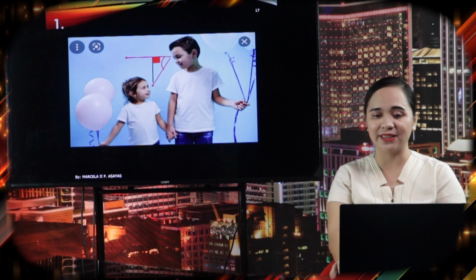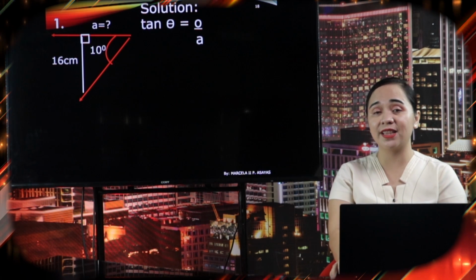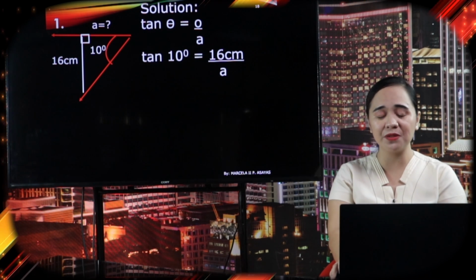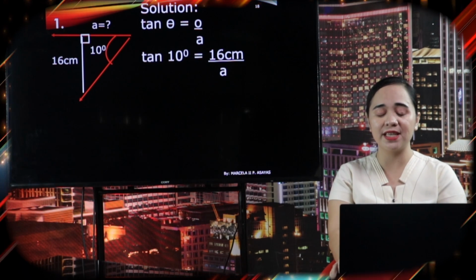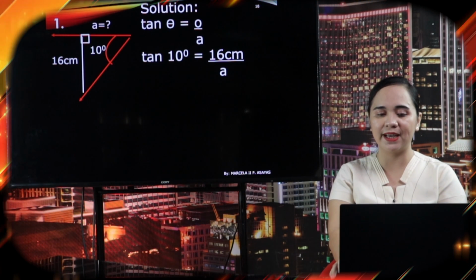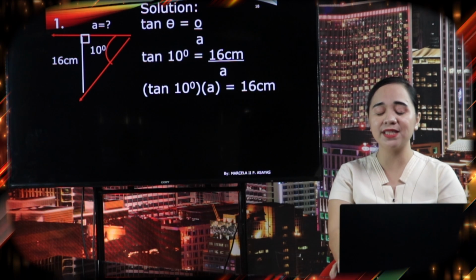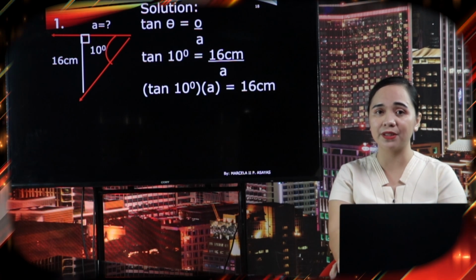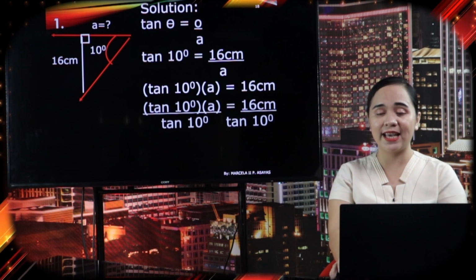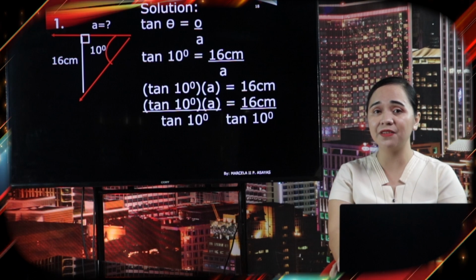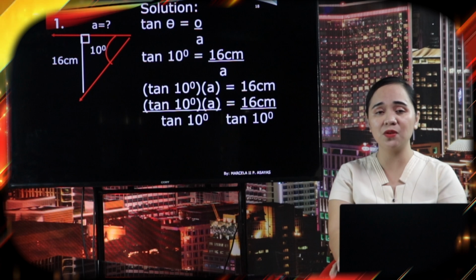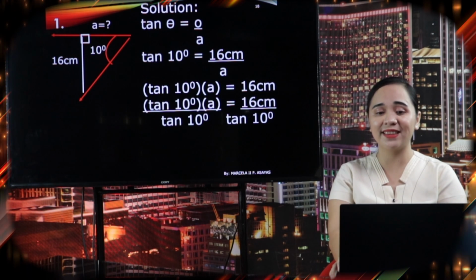Let's have the solution. Tangent theta is equal to O, opposite, over A, adjacent. Let's substitute the values. Tangent 10 degrees equals 16 centimeters over A. Next, let's cross multiply. Tangent 10 degrees times A equals 16 centimeters times 1, since 1 is the denominator of tangent 10 degrees. Next, to retain A on the left side of the equation, we will divide both sides by tangent 10 degrees. So, A is equal to 16 centimeters divided by tangent 10 degrees.